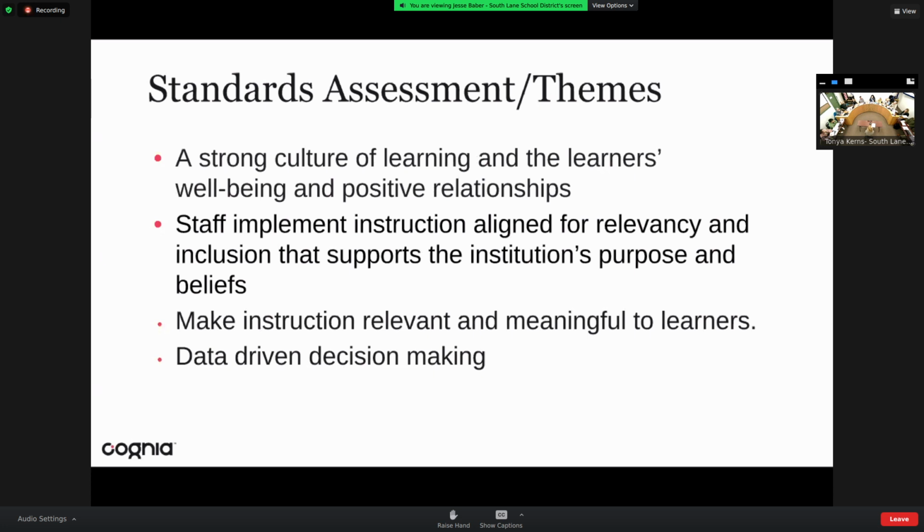So what were the themes that our accreditor had found? She noticed that we had a strong culture of learning, that we really are focused on positive relationships and the well-being of our students. Our staff is implementing instruction aligned for relevancy and inclusion that supports our purpose and beliefs of classical education, that we're working to make instruction relevant and meaningful to learners, and that we are making decisions based on data.